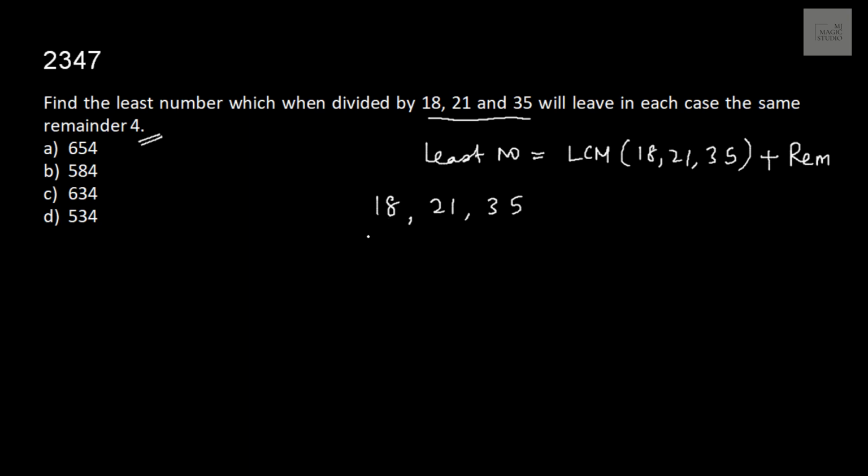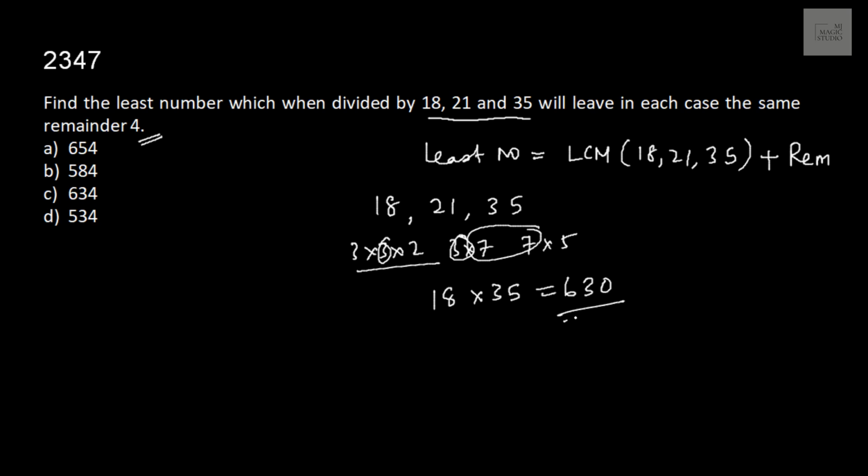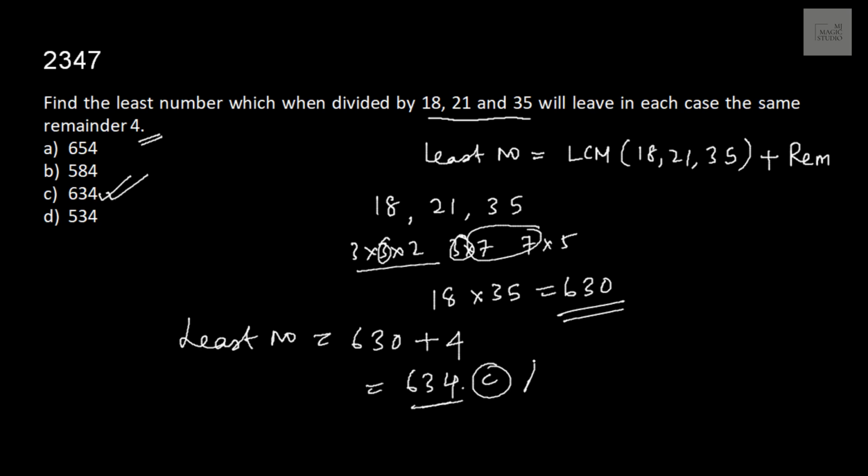So 18 is 3 into 3 into 2, 21 is 3 into 7, and 35 is 7 into 5. So we have 7 and 3 common, 9 into 2 is 18, and into 35. 35 into 18 will give us 630. So LCM is 630. The least number which we are looking for is LCM 630 plus the same remainder, that is 4, that is 634. And yes, we have 634 in option C.